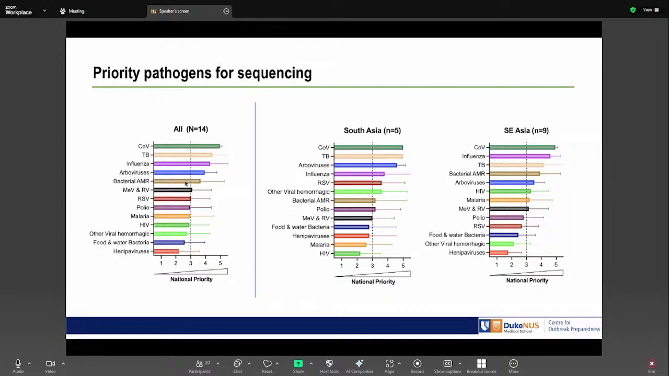So as you can see, obviously at the time, coronaviruses came as number 1 because that was during COVID. Then TB came as number 2. So for those colleagues who are working on TB, it is a big problem in our region. Influenza, no doubt, arboviruses came up as a big one, and bacterial AMR. And between South Asian and Southeast Asian countries, there are only very minor differences, all pretty much similar ones that pop up.